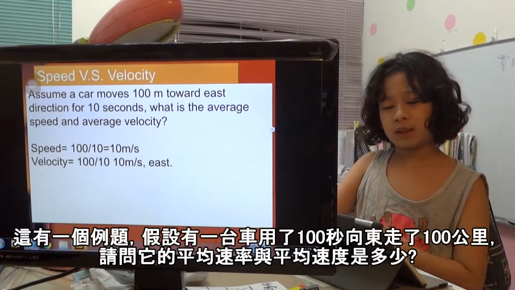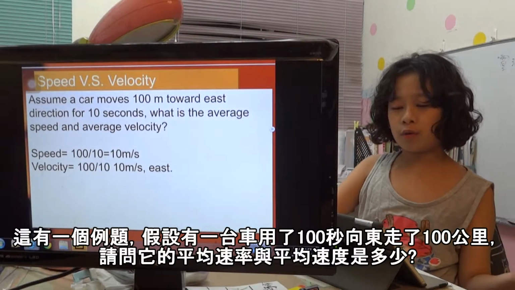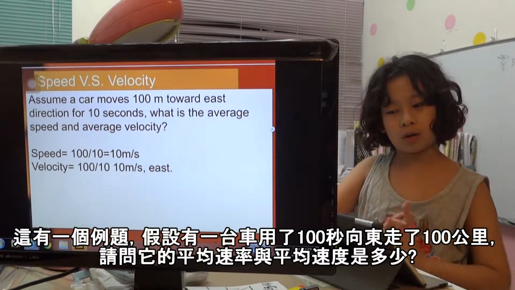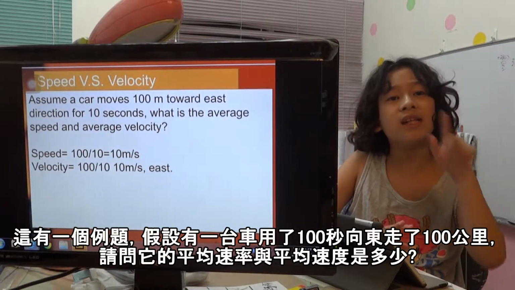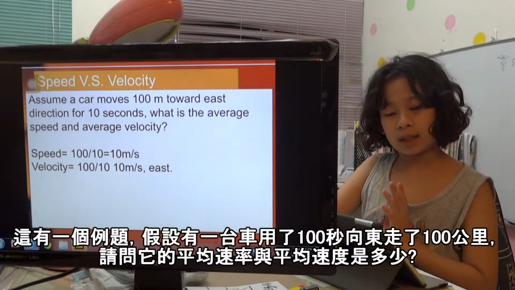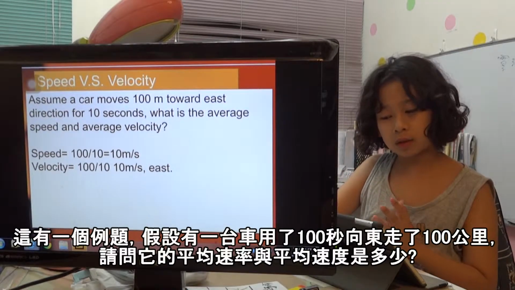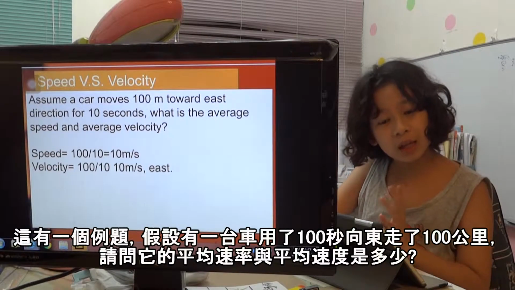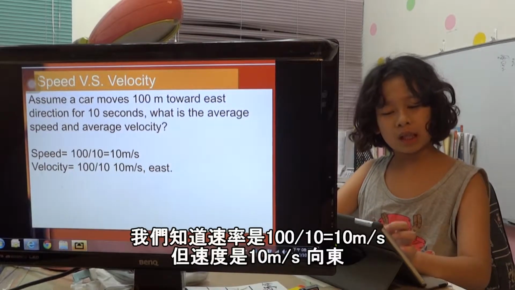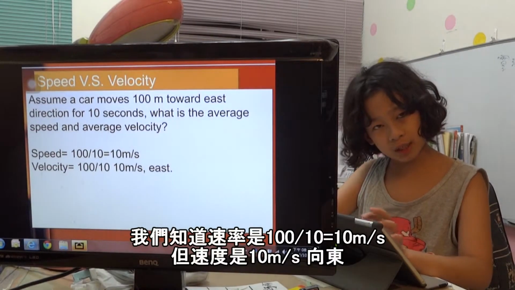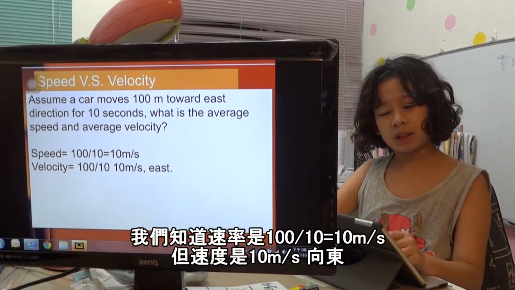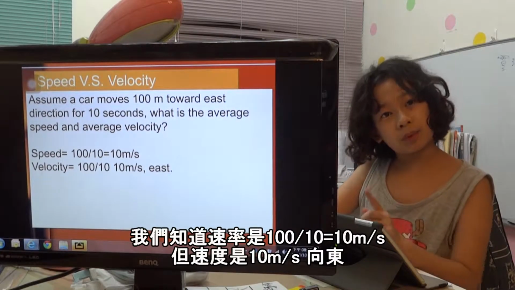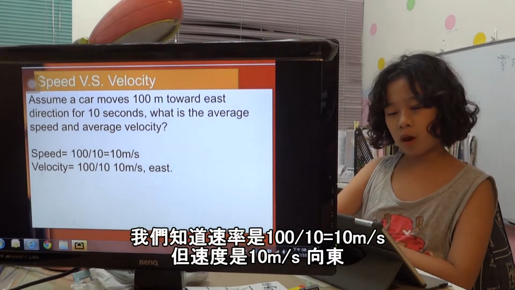So speed and velocity. Now, say a car moves 100 meters toward the east and it takes 10 seconds. So what are the average speed and average velocity? The speed is 10 meters per second, while the velocity is 10 meters per second toward the east because it includes a direction.